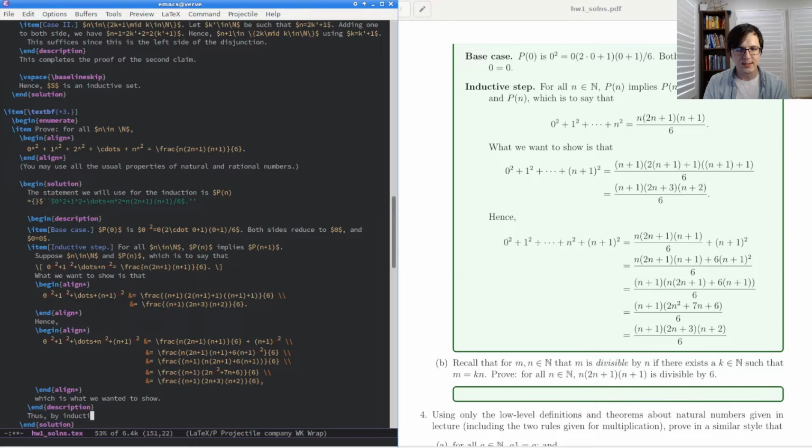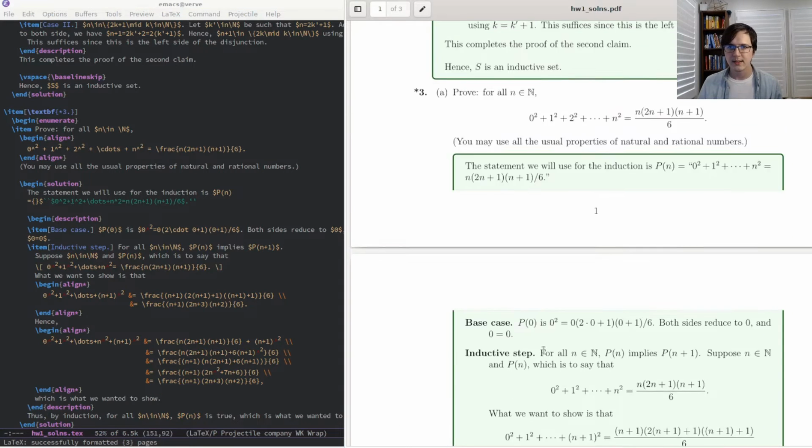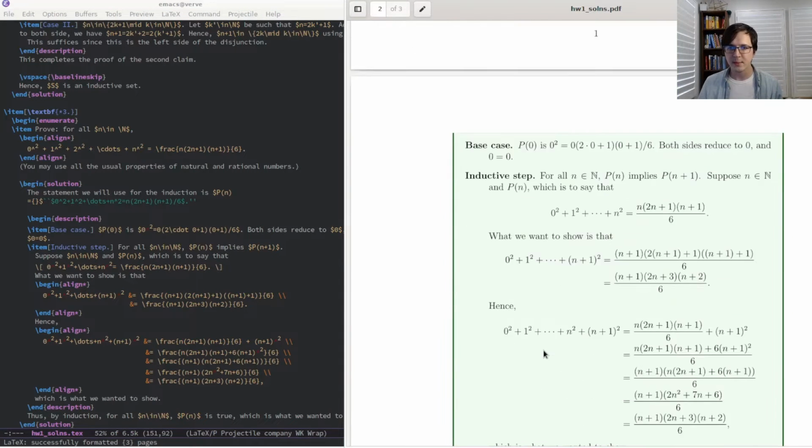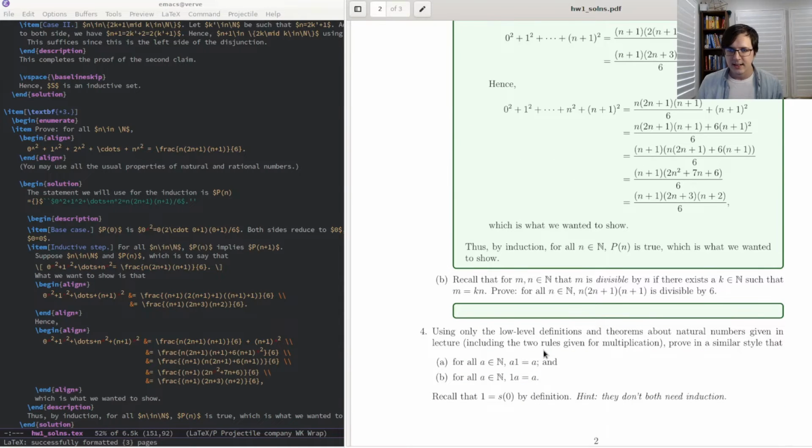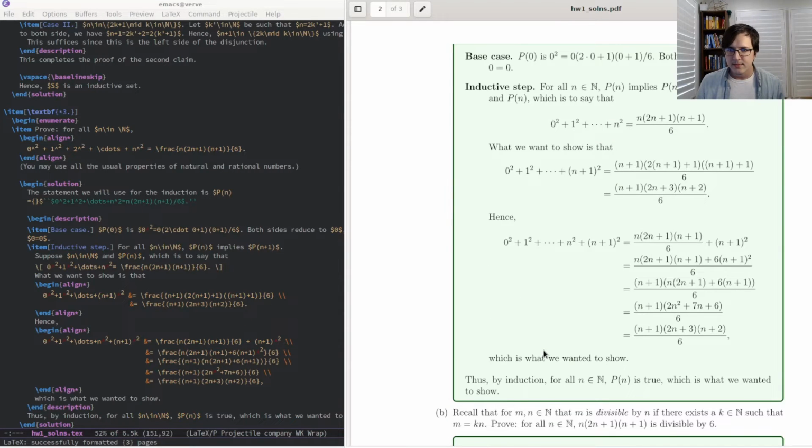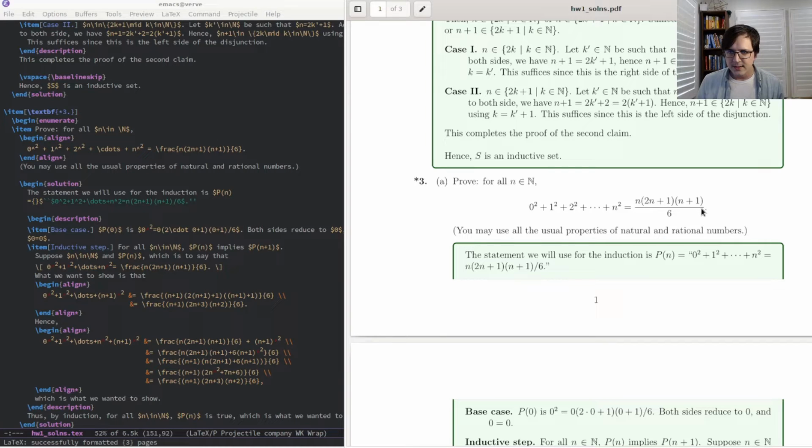Thus, by induction, because we've shown both of the cases, for all n in N, P of n is true, which is what we wanted to show. Cool. So that's part A. Okay, so let's just review. We showed that the sum of the first n squares, including 0 squared, is this fraction.